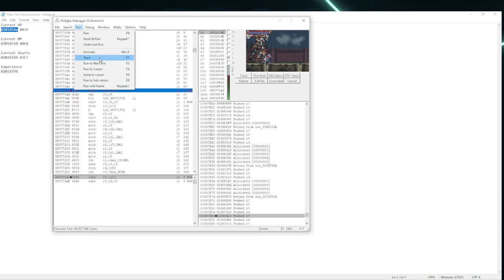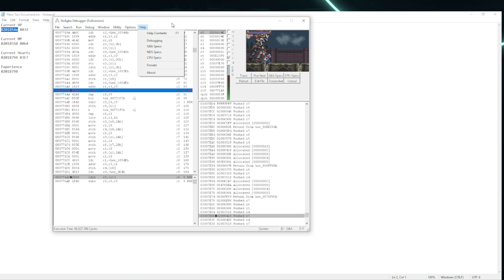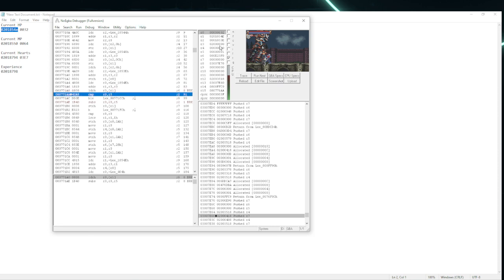I think it's F7 if I'm not mistaken. It's been a while since I used this debugger. F7 goes into the next line, correct? So now you'll see the value here is 32, which is 50 of our health, as it was initially when we did it in the other emulator.